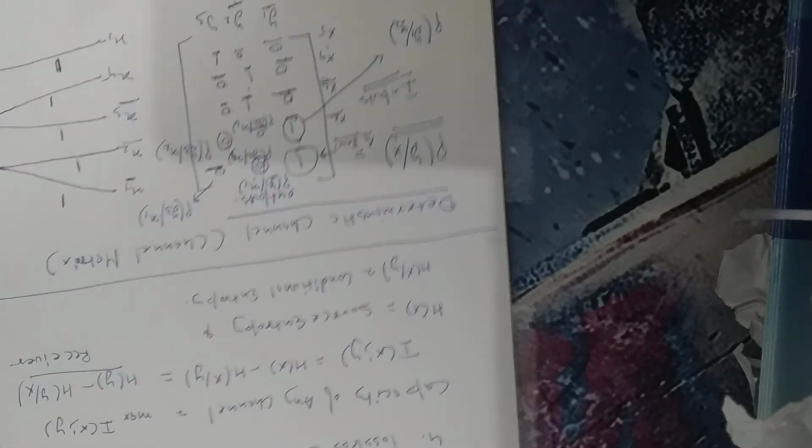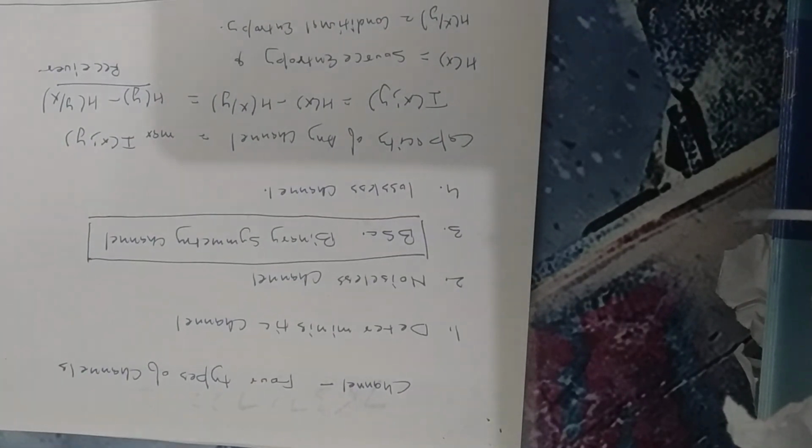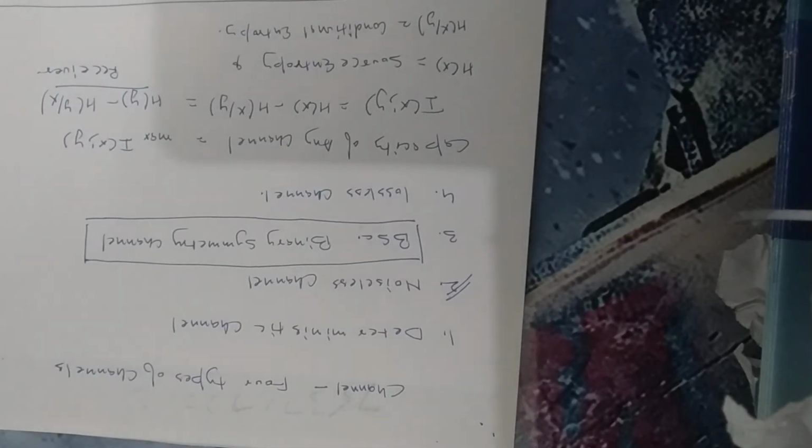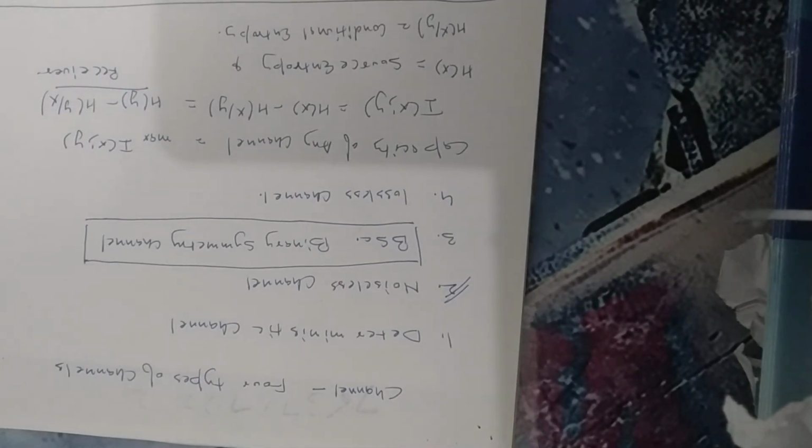Now we will move on to the next type of channel, that is the noiseless channel. The second type of channel is the noiseless channel. So we will have a look at the second type of channel, that is the noiseless channel. So I will be drawing the channel matrix for the noiseless channel now. Okay.